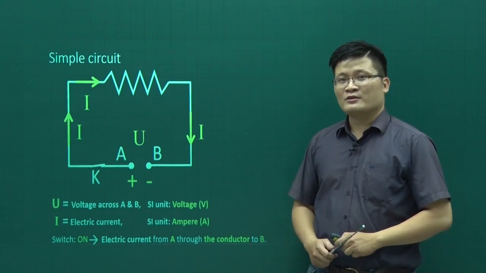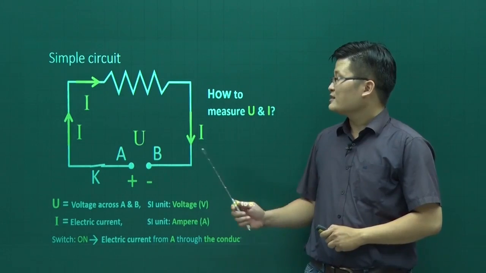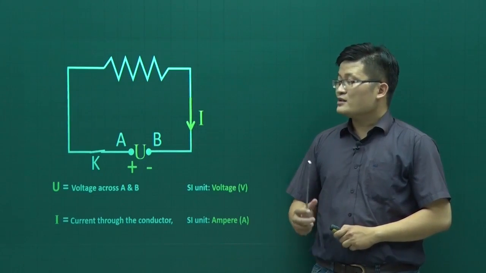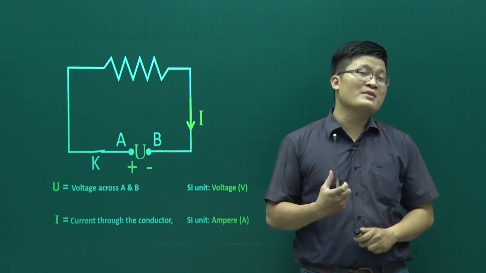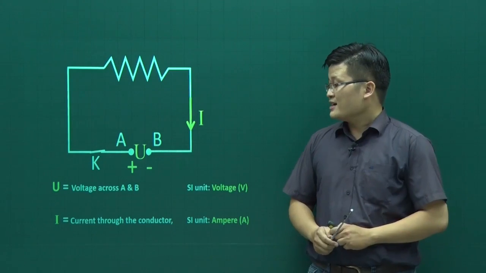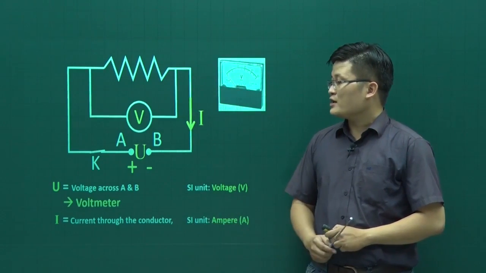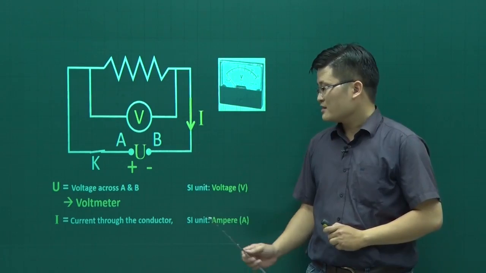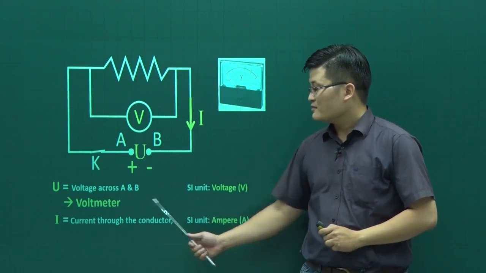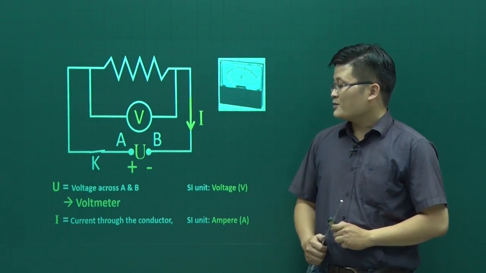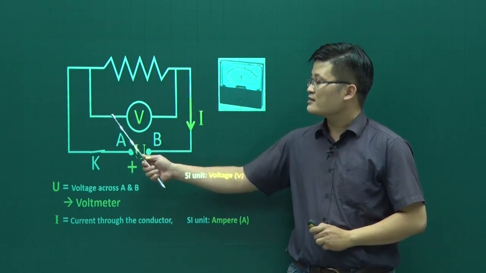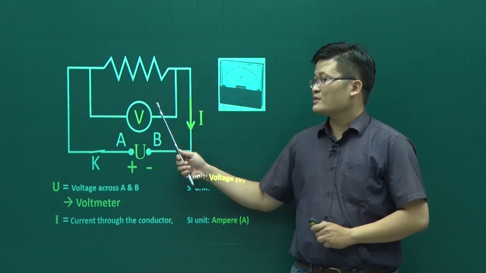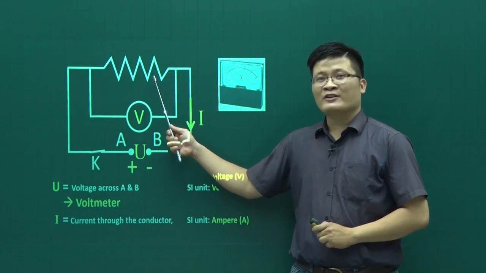And that is the electric circuit we have. But how do we measure the voltage? How do we measure the current? In physics, we use a measurement device to measure certain physical quantities. To measure voltage, we use a voltmeter. How to remember these terms is easy: voltage, voltmeter. So in this case, we connect the two ends of the voltmeter with the two ends of the conductor. We call that connecting the voltmeter in parallel with the conductor.